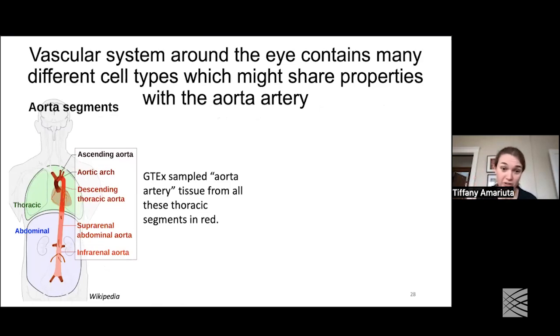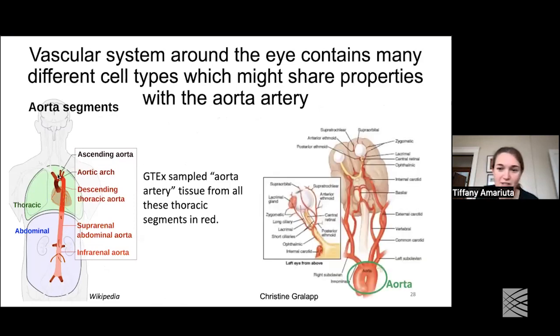All right, so returning back to this aorta artery glaucoma example, I wanted to dig into where GTEx sampled the aorta artery tissue from, and then relate that to the sort of vasculature around the eye. So here we can see from GTEx that they sampled from all these different segments in red. Now, of course, these segments are very far away from any vasculature that would be around the eye.